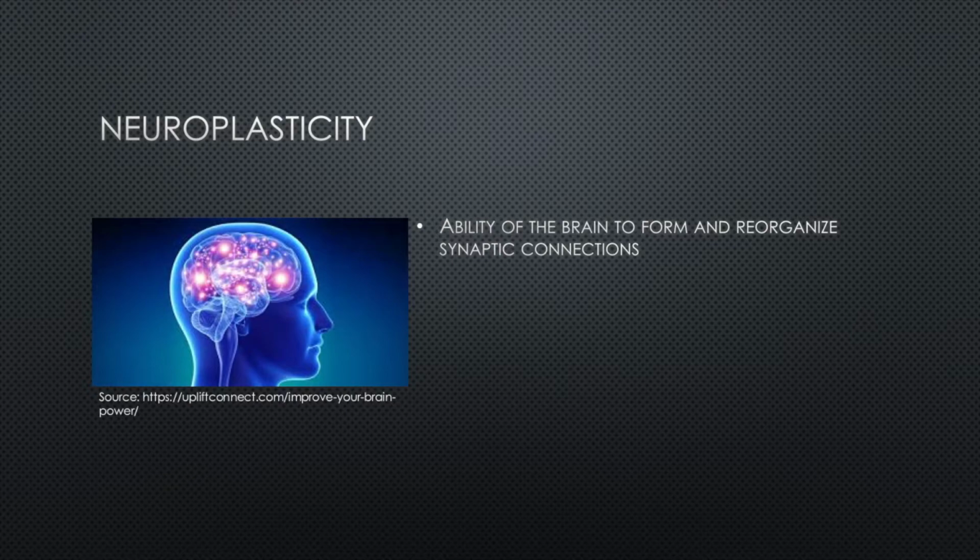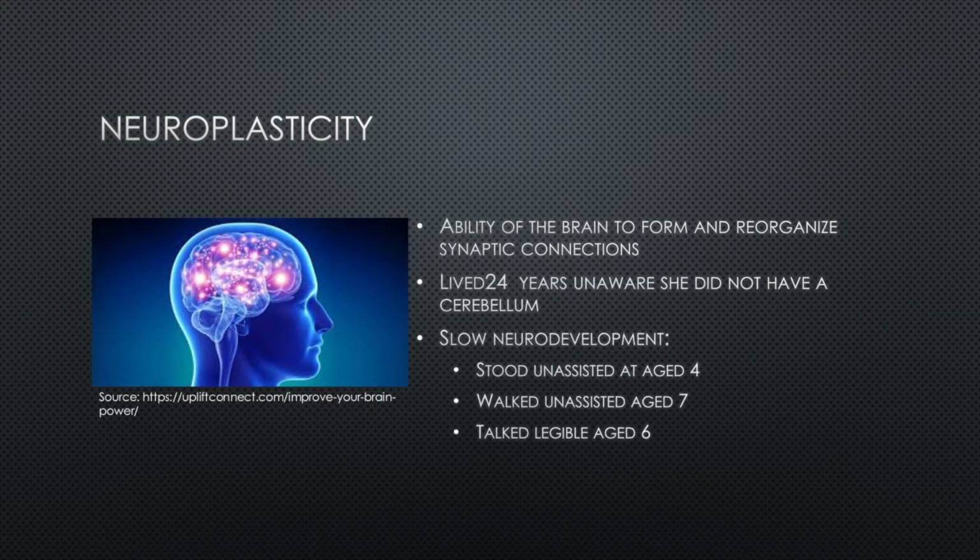This condition is very rare and referred to as cerebellar agenesis. This woman had a slow neurodevelopment as a child. She could not stand unassisted until age 4, only began walking unassisted at age 7, and her speech was unintelligible until age 6. Another example of neuroplasticity is the recovery, even partial recovery, from brain injuries.